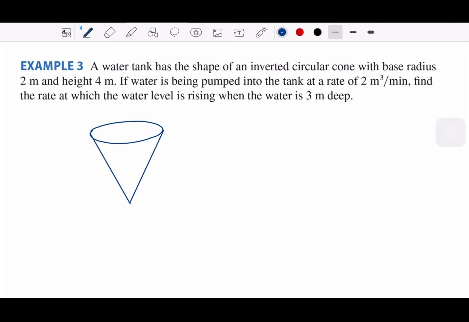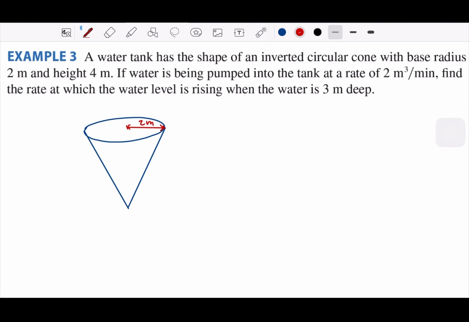Okay, let's say this is the water tank. The base is this. The radius is 2 meters. And then we have the height. This is 4 meters. And there is water, let's say water here. And it's maybe filling the tank, maybe here.